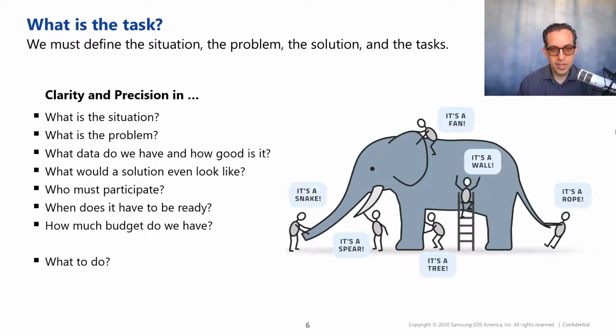And so what's the situation that we find ourselves in with this task? What is the problem we're trying to solve? What data is it that we have, and how good is that data? What's the solution look like? What does the AI need to provide to the users to solve whatever problem it is? Who are the users? Who has to participate in the process by either delivering a piece of data or information, or in the end being willing to actually adopt that technology? What's the timeline, right? When does it have to be ready? Do we have enough time to do all of this? Do we have enough budget to accomplish those tasks? And then we need to come up with a plan on what to do.